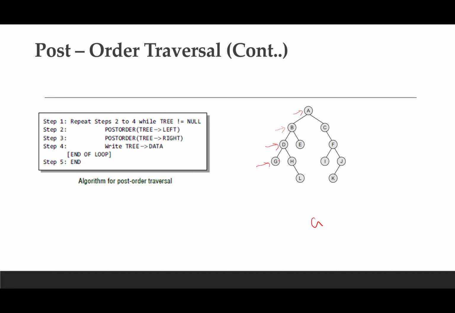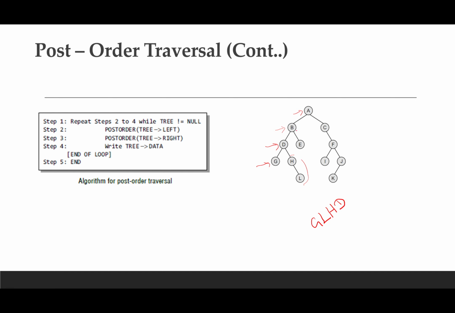So we check the right of D. The right child is H. We check whether H has a left child. No. Then we check whether H has a right child. It is L. Then the root, that is H. Then the root of this G, H, L is D.